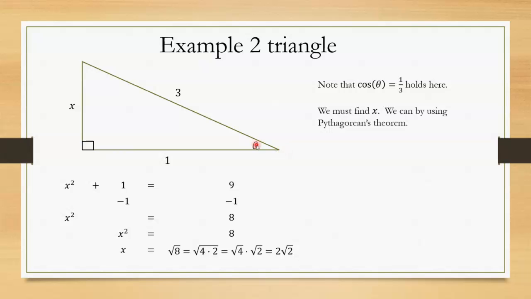Now, is cosine of theta here a third? Well, cosine of theta is adjacent divided by hypotenuse. That's what we have: adjacent is 1, divided by 3. Now, to get the other trig functions, we need the opposite side. How do we get that? Well, it's a right triangle, so we can use Pythagorean's theorem. And that's what I'm doing here.